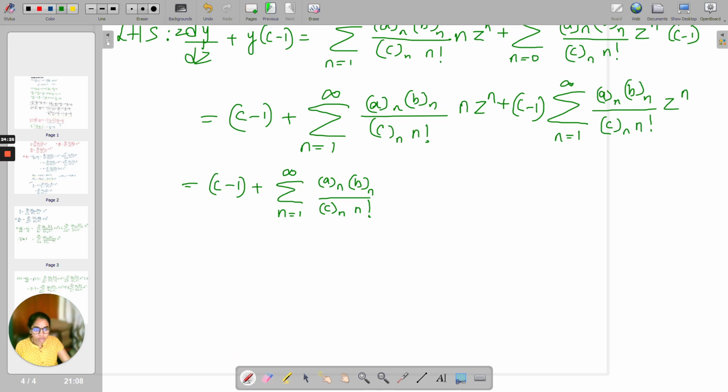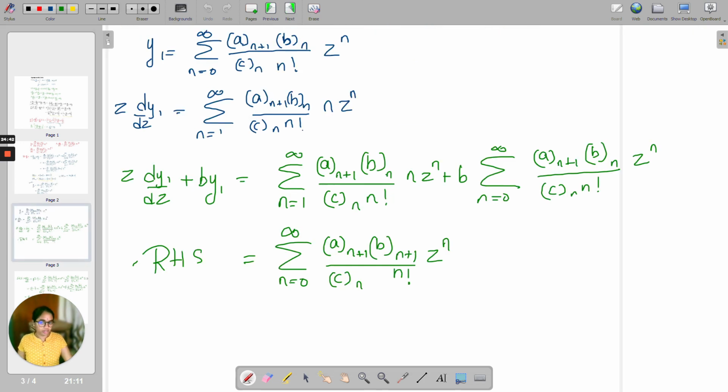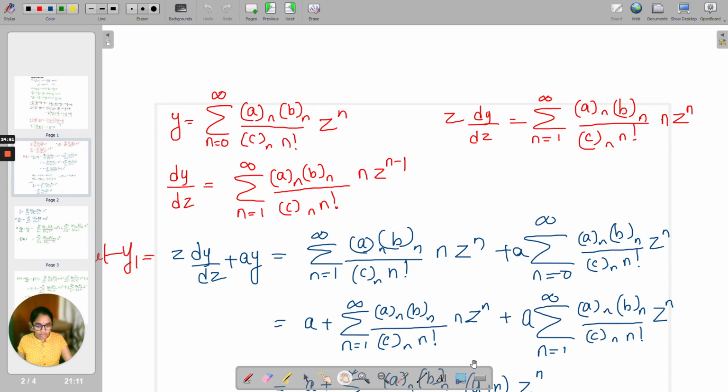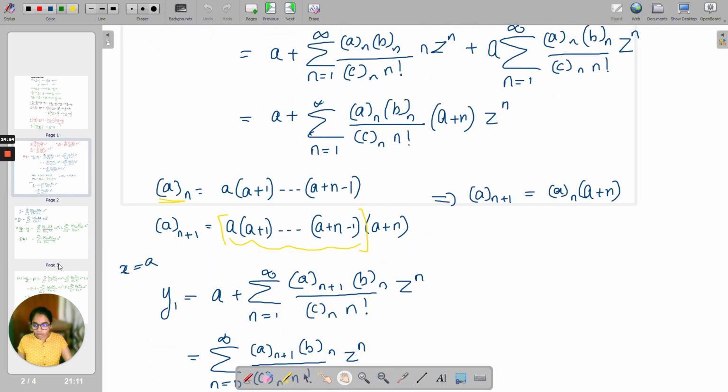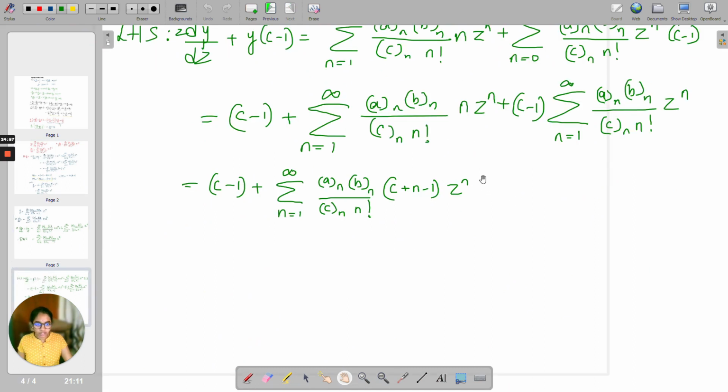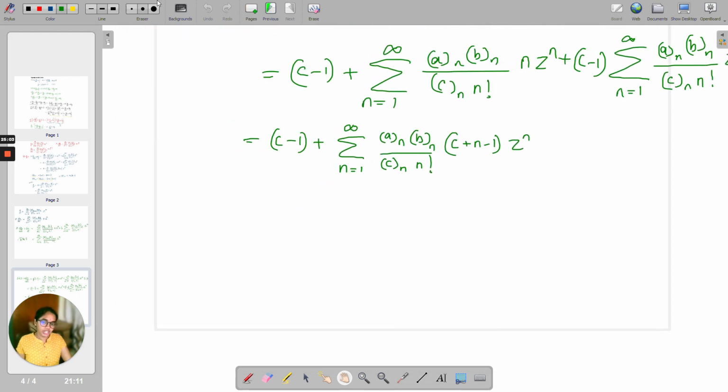So after taking it as common, I would get c plus n minus 1 into z power n. In all the other terms we got a plus n, b plus n, right? Over there we got b plus n, but here we are getting c plus n minus 1. For a change, let us take cn.